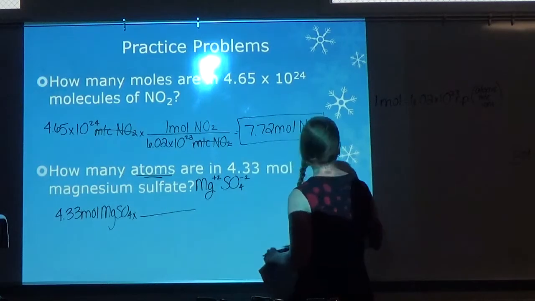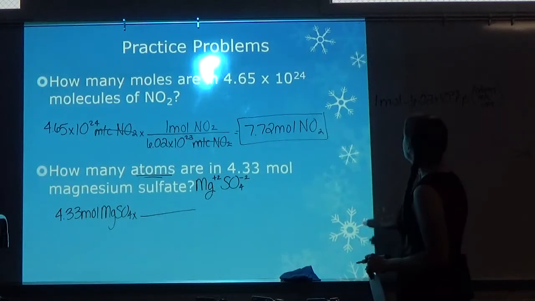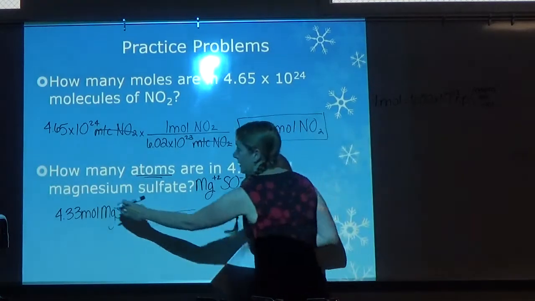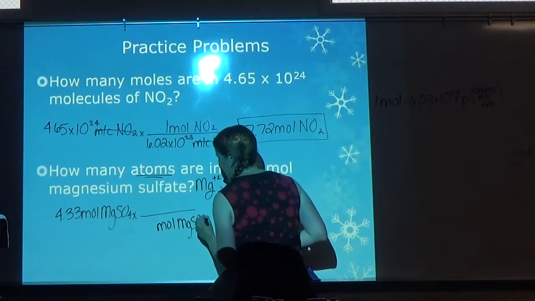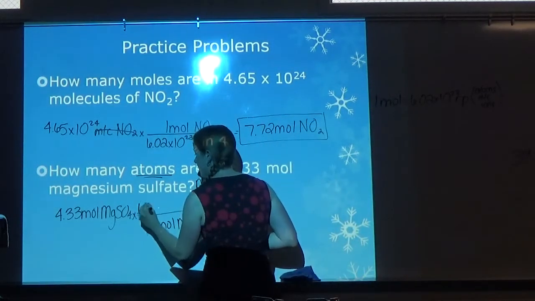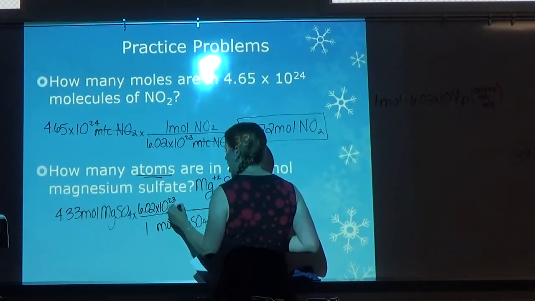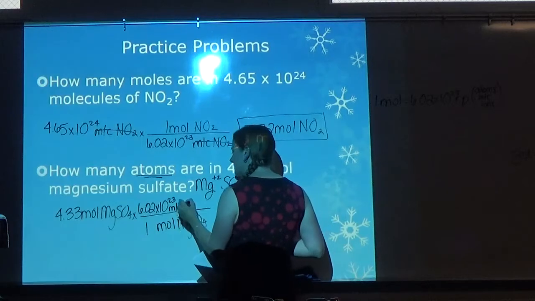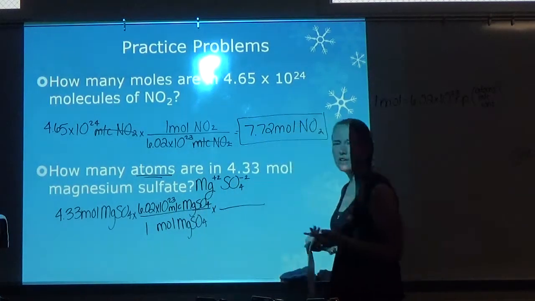And so first step is, of course, I'm going to have to go to molecules, and then I can go to atoms. So I follow my golden rule, and my mole is going to go on bottom. And so, of course, it's just the 1 mole, and that equals my 6.02 times 10 to the 23. We'll call it molecules, but really it's kind of ions of magnesium. Well, it's an ionic compound, but for now we'll just call it molecules.